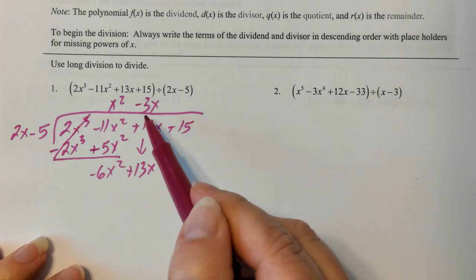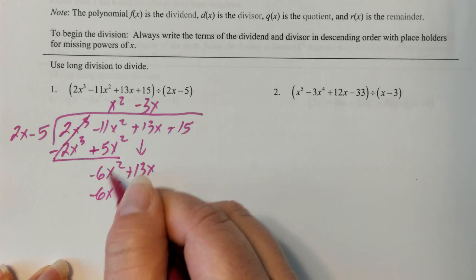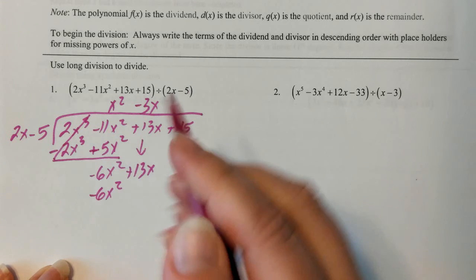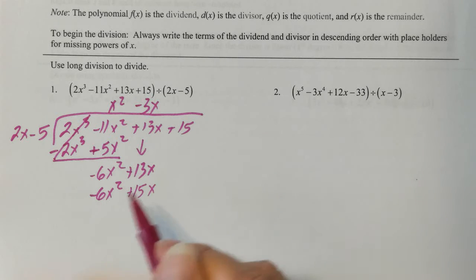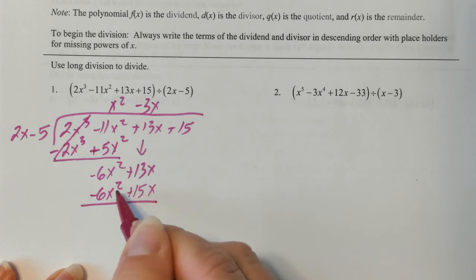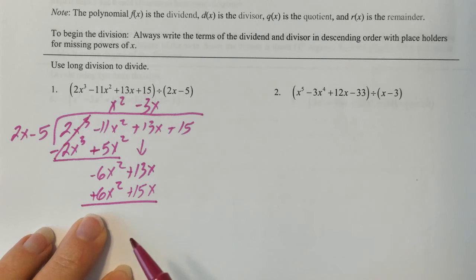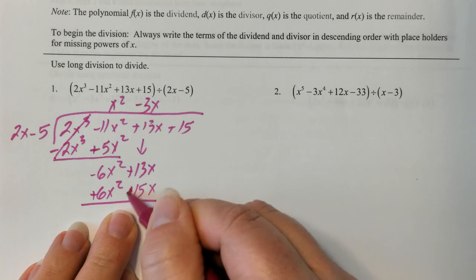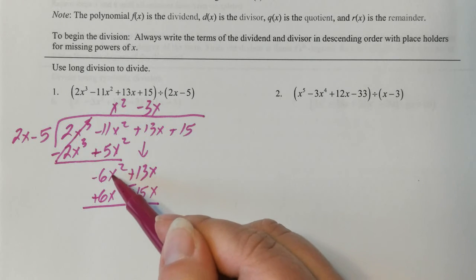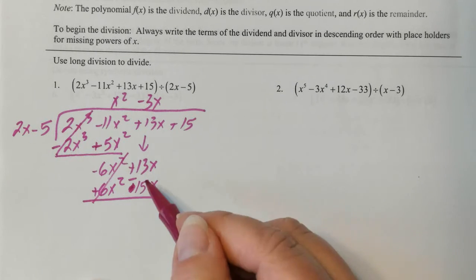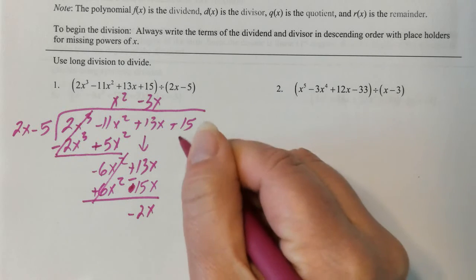Okay, now we multiply back. Negative 3x times 2x is negative 6x squared. It's a good thing that those match. Negative 3x times negative 5 is positive 15x. I've multiplied. Now it's time to subtract. When I subtract, these signs will change. I'm subtracting negative 6x squared. That will make it a positive. I'm subtracting a 15x. I'm going to mark that out and make it a negative. Combine like terms. Negative 6x squared and positive 6x squared is 0. 13x and negative 15x is negative 2x. Bring down our next piece.